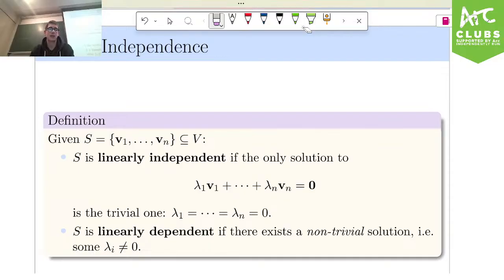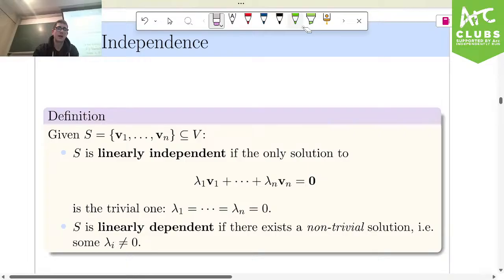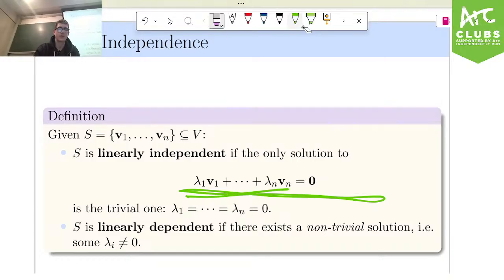We say that the set is linearly dependent if there's some sort of non-trivial solution, because that would mean that at least one of the vectors is dependent on the others, as in it can be written as a linear combination of the others by rearranging this type of equation.